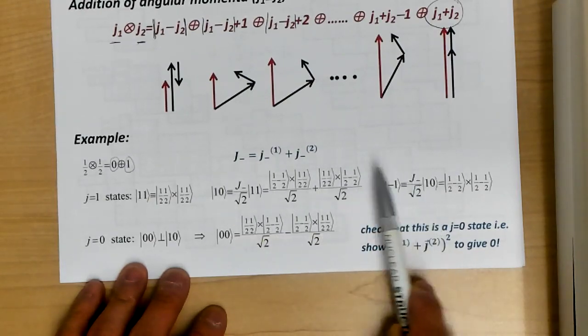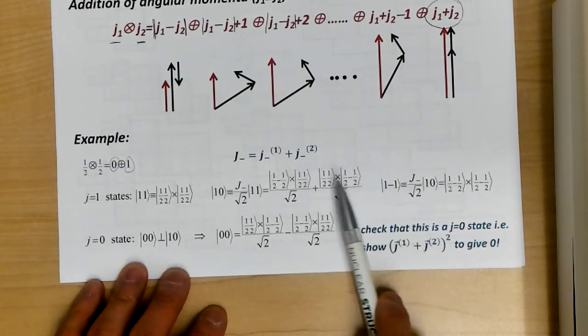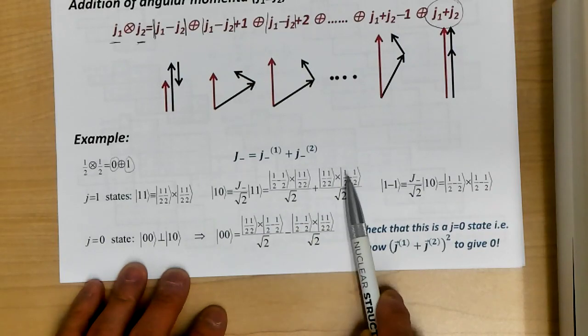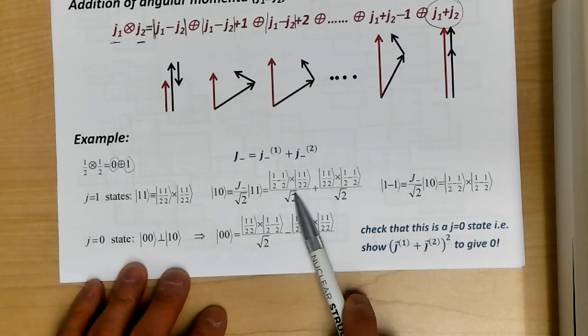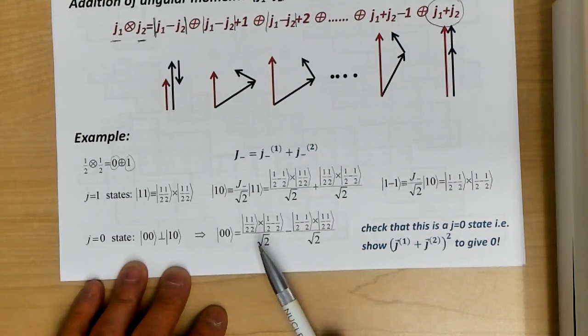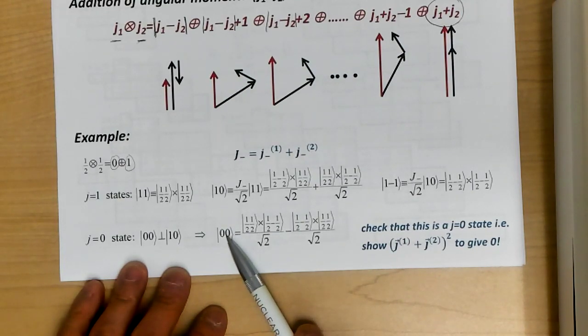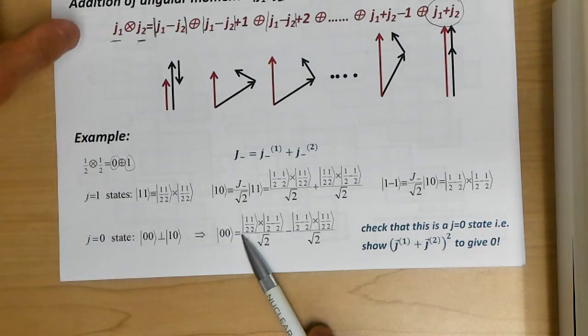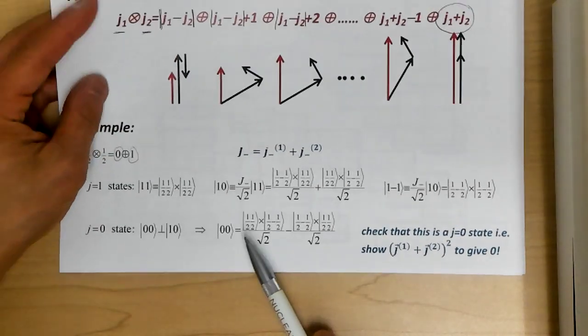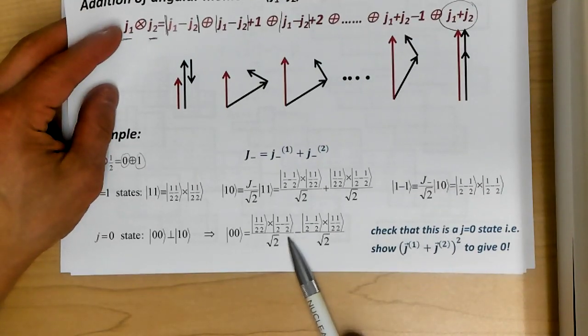There's one more state here that's orthogonal to all 3 of these, and that's when we take these 2 guys and subtract them rather than adding them together. And that state will have spin 0, at j equals 0 and m equals 0. Okay. And we can check that this actually really is spin 0.